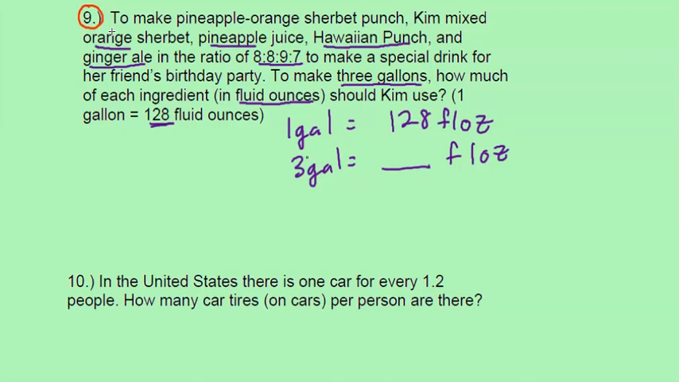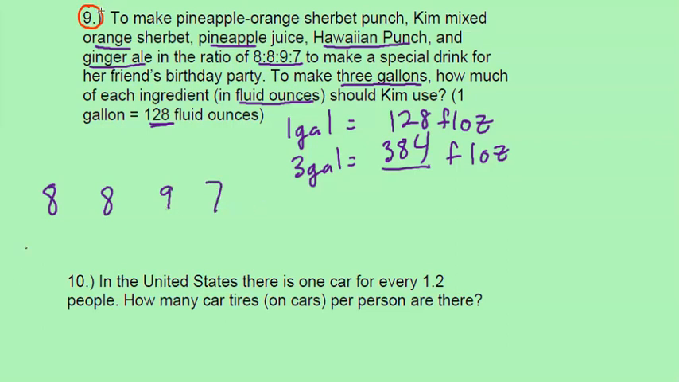So this is a proportion we could cross multiply. So 3 times 128 is 384. If we divide that by 1, we still have 384. So we want 384 fluid ounces altogether. Now the ratio is 8, 8, 9, 7.